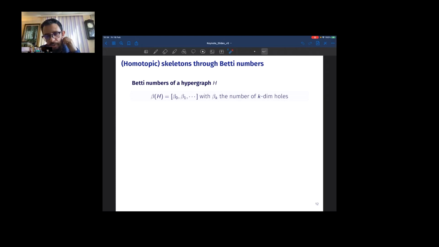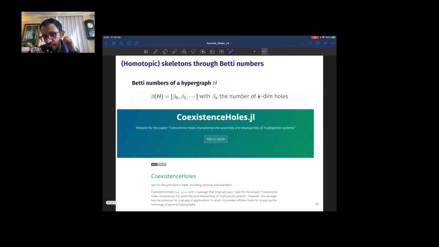And I just remind you that the Betti numbers are, in principle, a vector of n different numbers, where the number beta k is the number of k-dimensional holes that your hypergraph has. So if you calculate the Betti numbers of the assembly hypergraph, what you will calculate is the assembly holes. And if you calculate the Betti numbers of the disassembly hypergraph, then what you will calculate is disassembly holes.